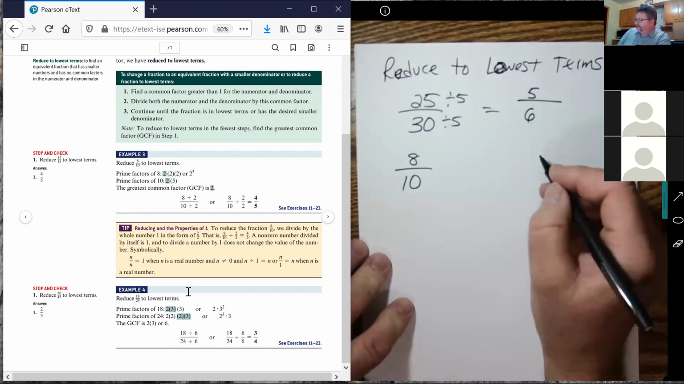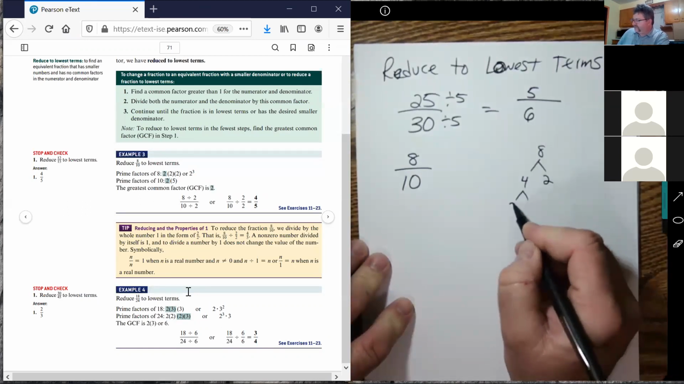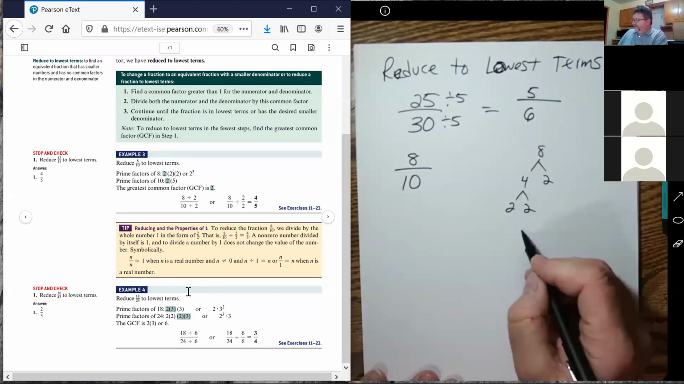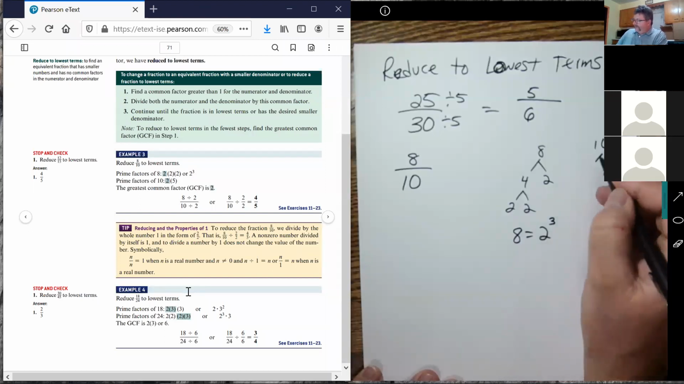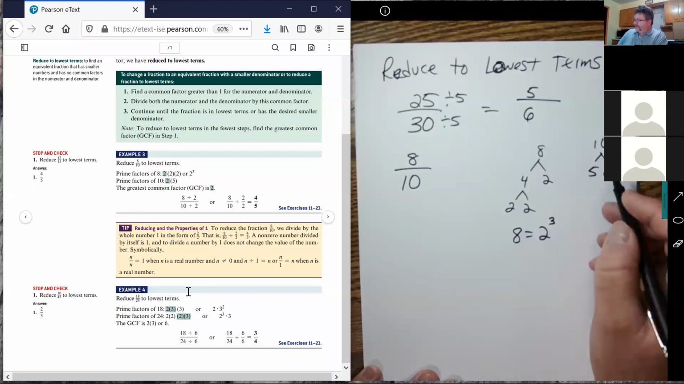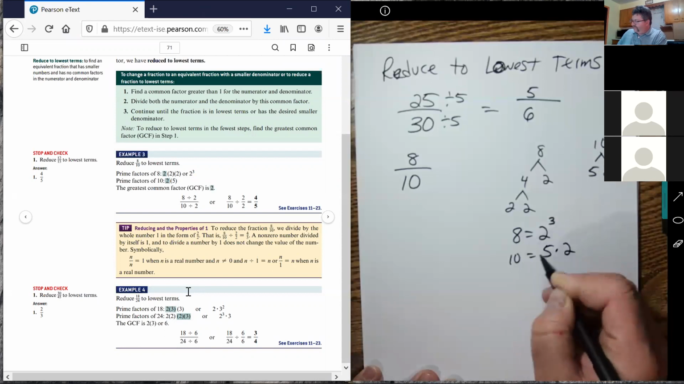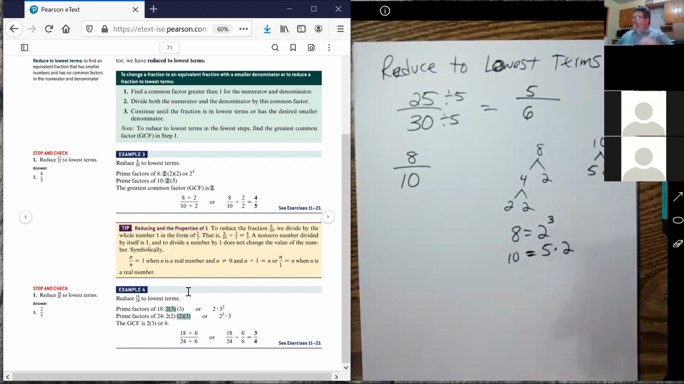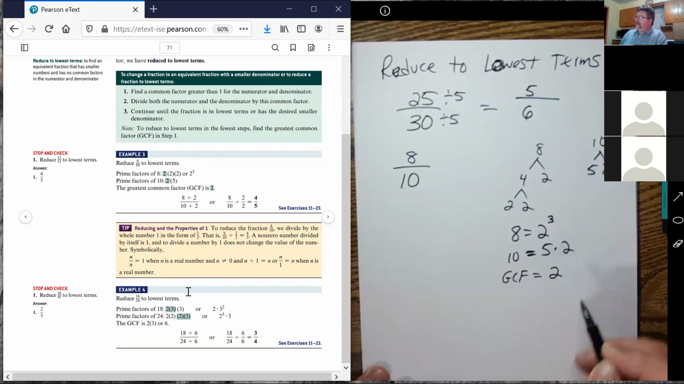Find the greatest common factor of 8 and 10. How do we do that? 4 times 2 is 8. 2 times 2 is 4. So an 8 can be factored as 2 cubed. And a 10, 5 times 2 is 10. So a 10 is 5 times 2. Remember, the greatest common factor said we're only going to pick the common numbers. So only 2 is common. 5 is not common. And we go with the smallest exponent. So it's just a 2.